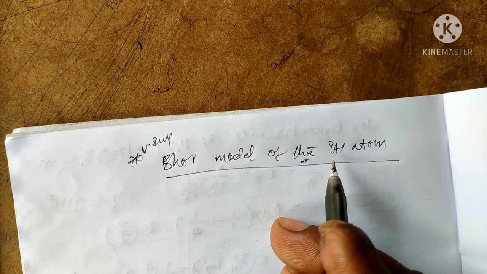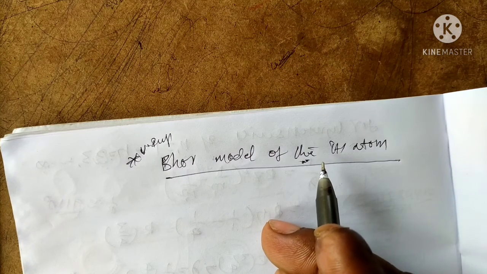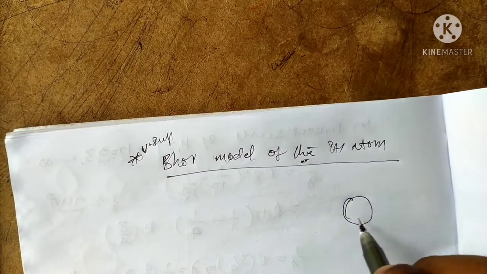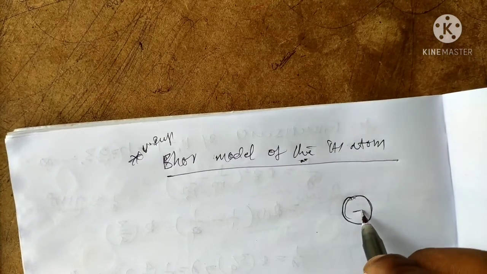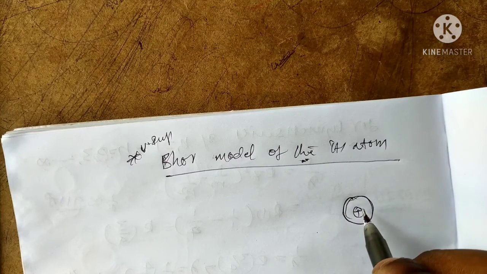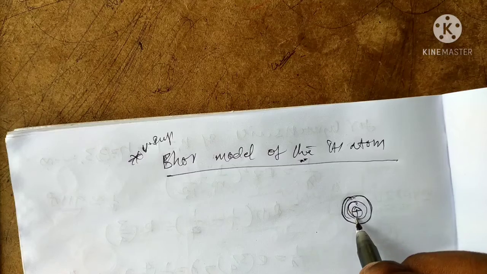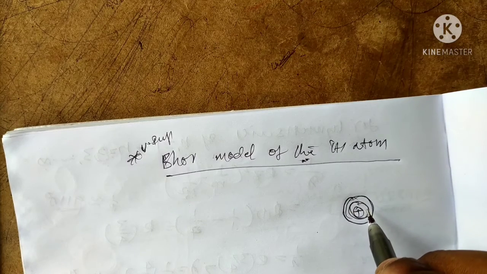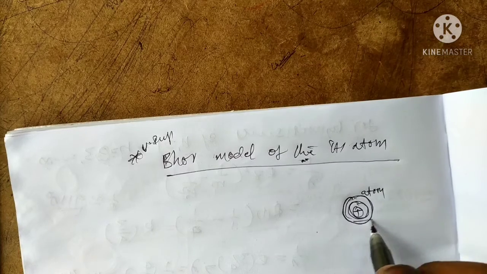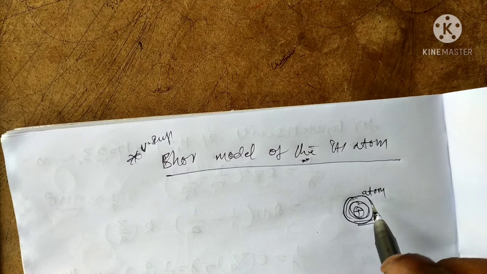According to the Rutherford atomic model, any atom contains a nucleus at the center with positive charge. Around the nucleus, the electrons are revolving or rotating with electrostatic potential. This is called the atom according to Rutherford.